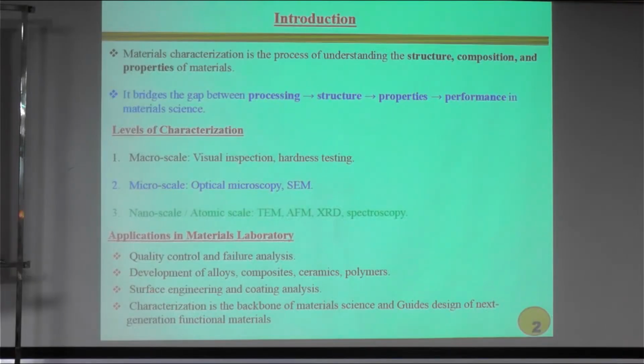To improve quality control, we need the materials lab, and also to develop alloys, composites, ceramics, and polymers. These four are the engineering materials. To develop such materials, you require the materials lab, and also for surface engineering and coating analysis. Surface engineering means modifying the surface in order to improve the performance. And coating: just a few minutes back, the professor was discussing coating, the advanced technique called lithography, which he explained. From that, we conclude that characterization is the backbone of material science, and it guides us to design the next generation of functional materials.